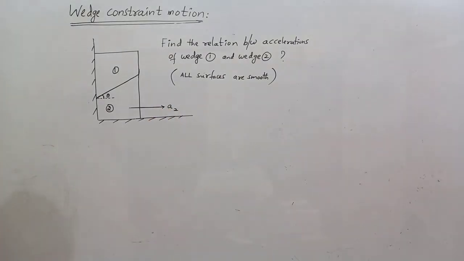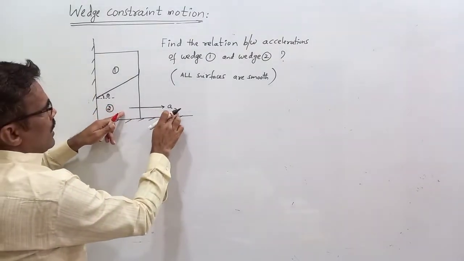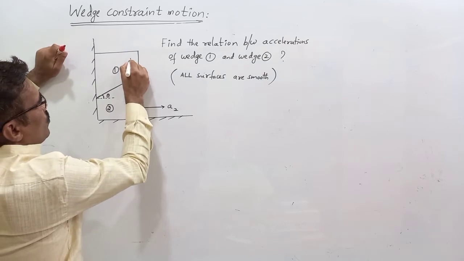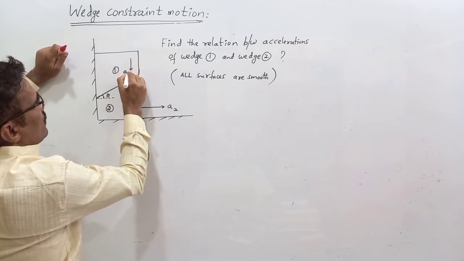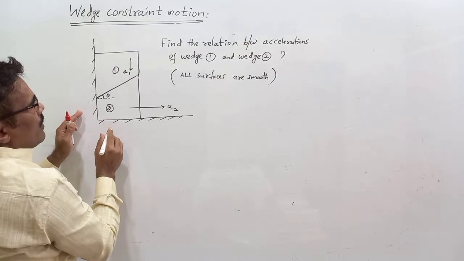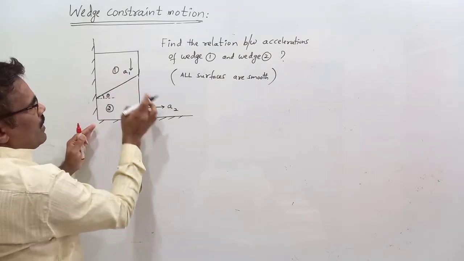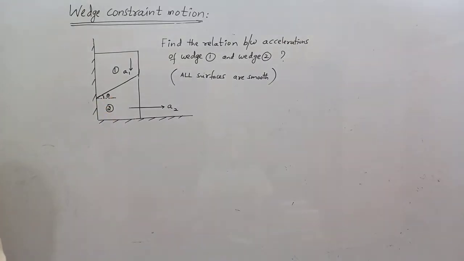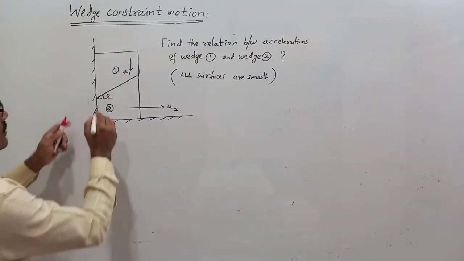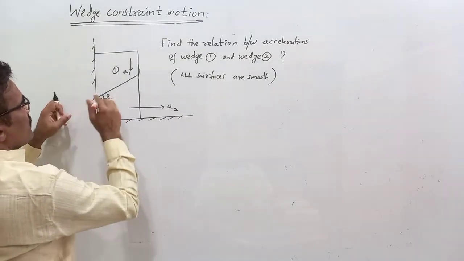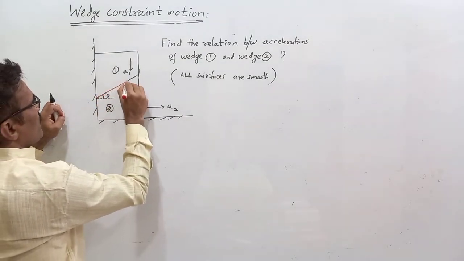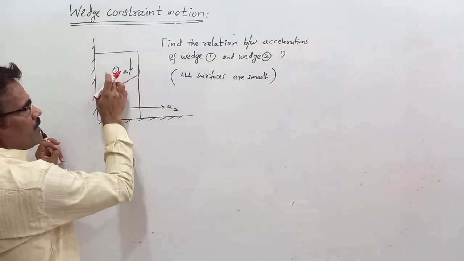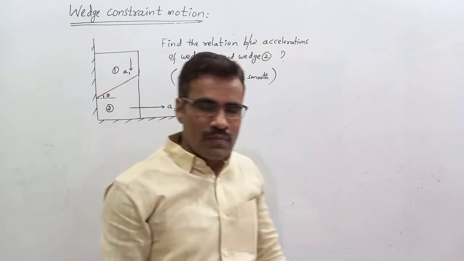Suppose A2. Then it moves horizontally, and because it is pressed, wedge 1 moves down with acceleration A1. I want the relationship between A1, A2 and the angle theta. This is the contact surface between them, the contact surface of wedge 1 and wedge 2.